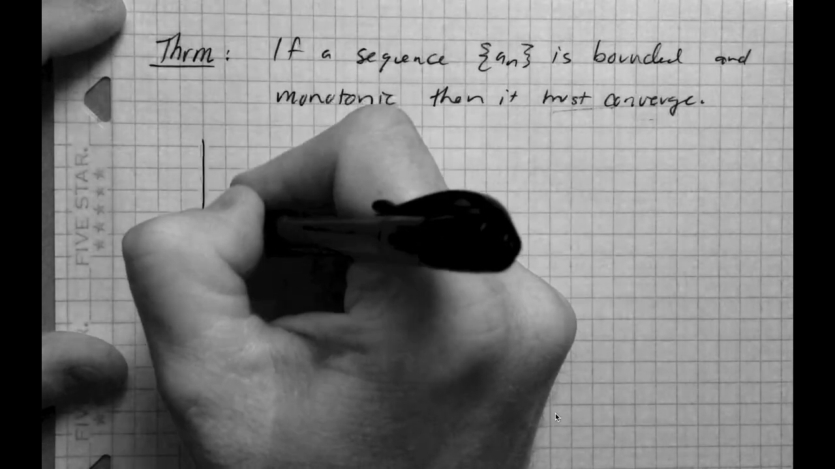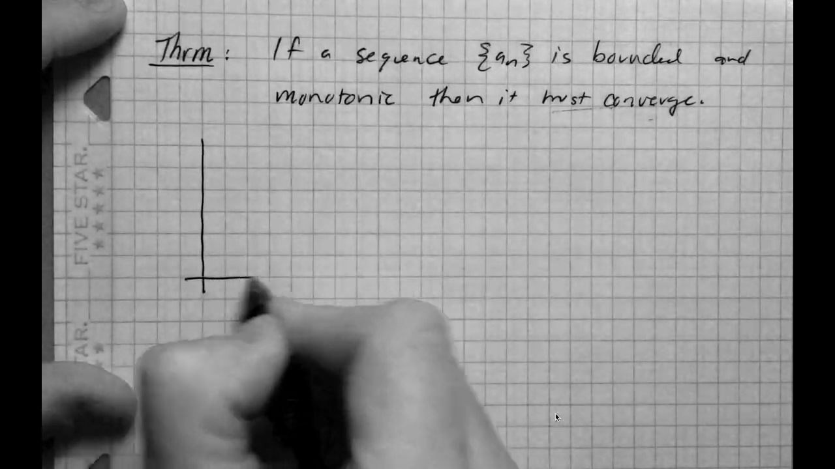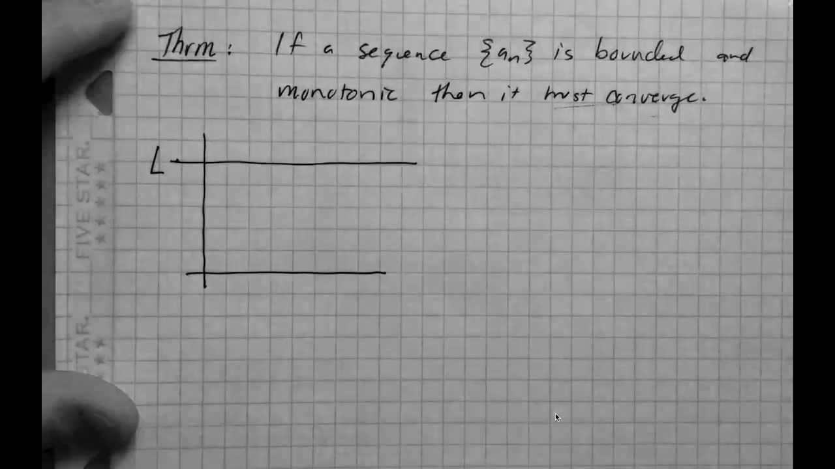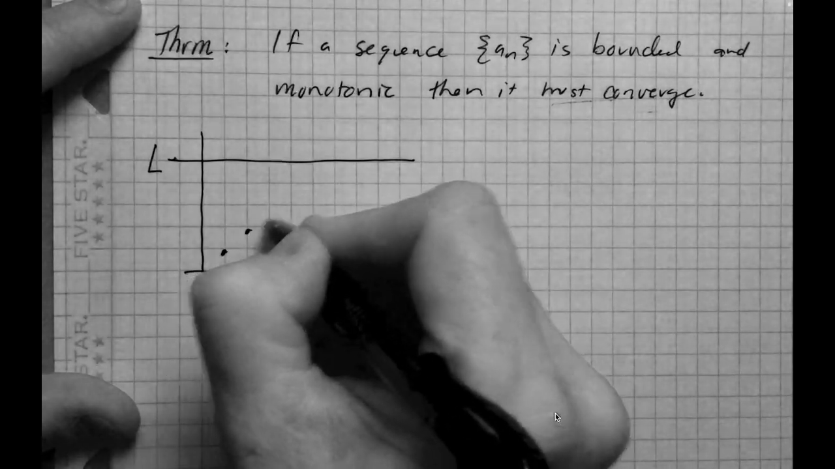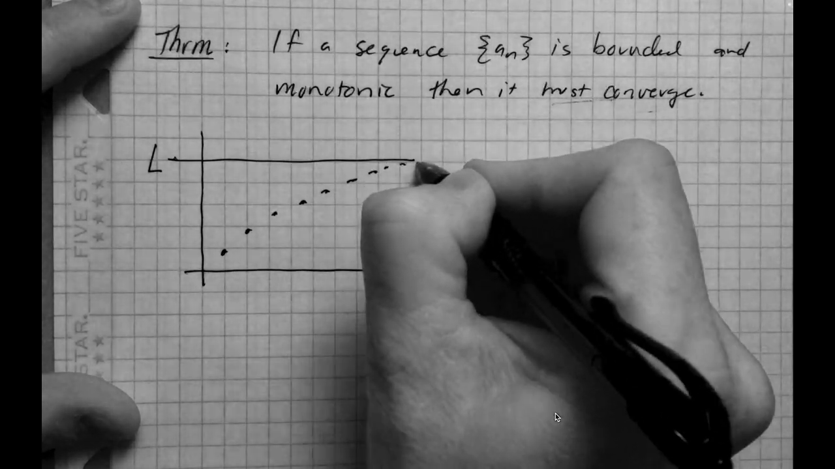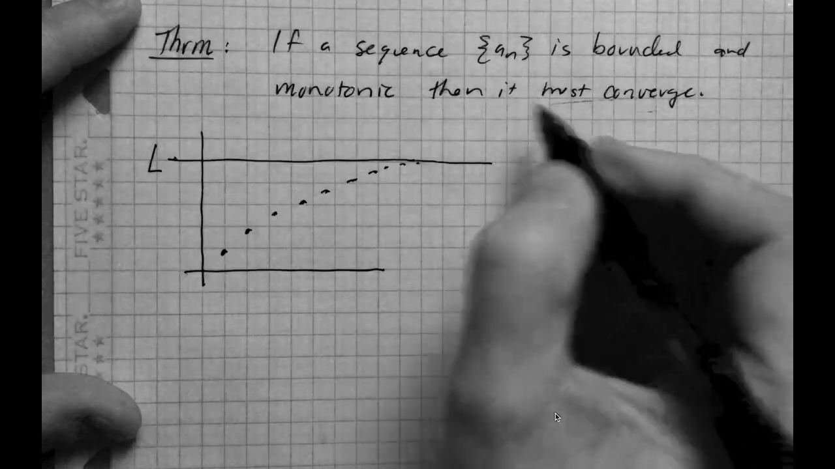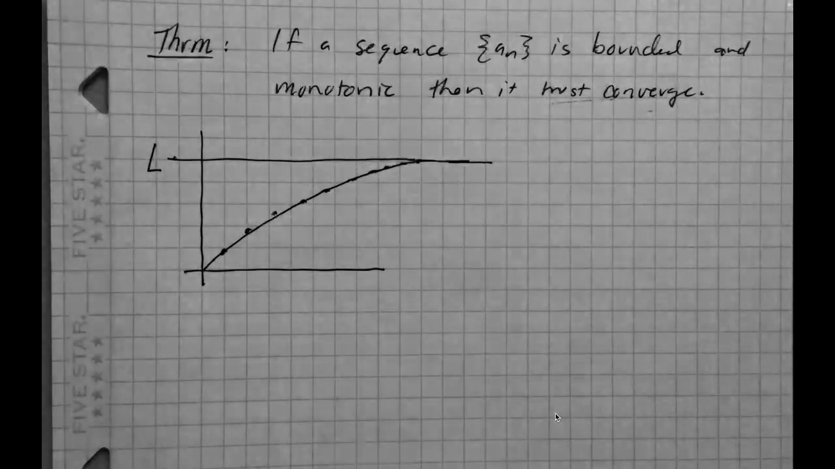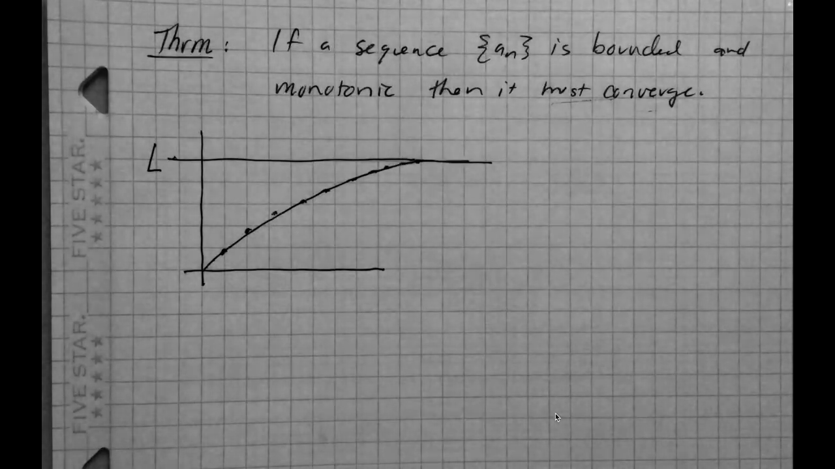Okay, so let's see here. Let's draw a picture. All right, so let's say I've got L here, and the sequence kind of goes up like this. It's monotonic, right? It never goes back down. It's monotonic increasing. So that's going to imply that eventually it's going to hit some kind of a limit, and that limit will be the limit of the sequence, right? So that's going to mean that the sequence converges.